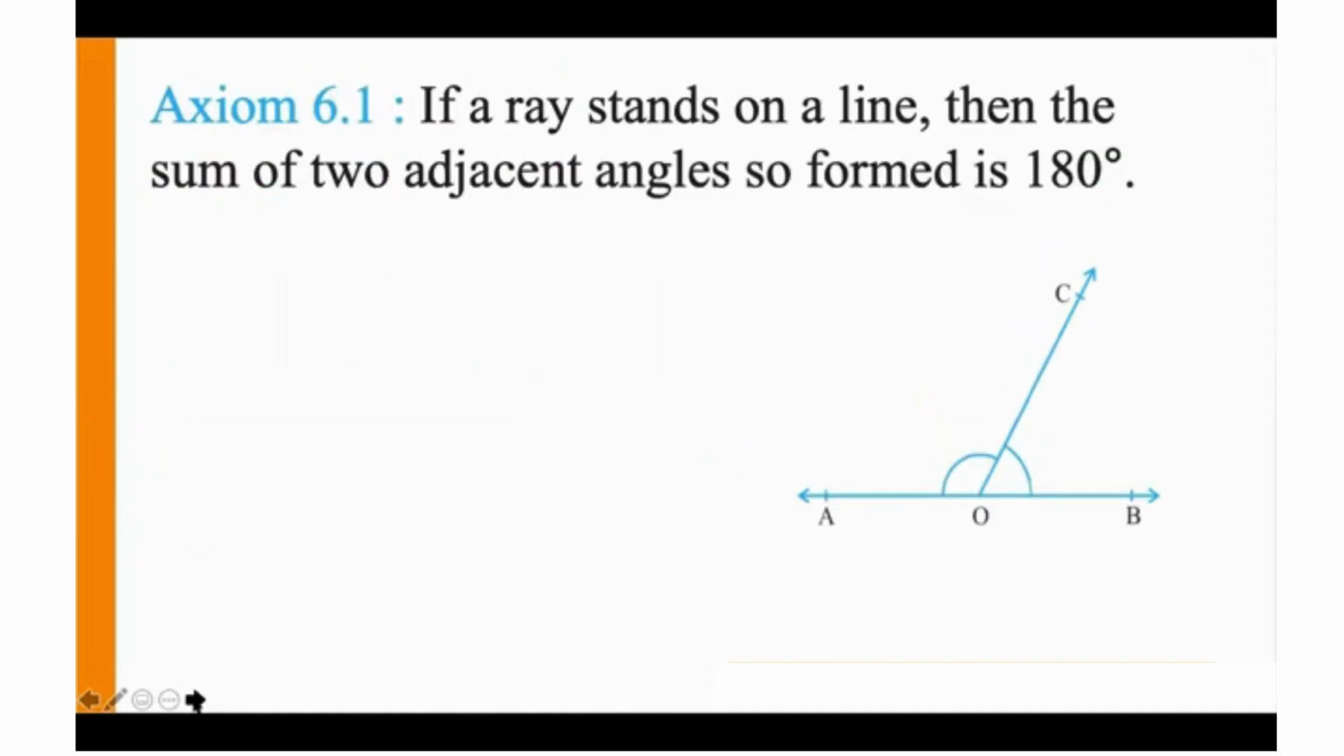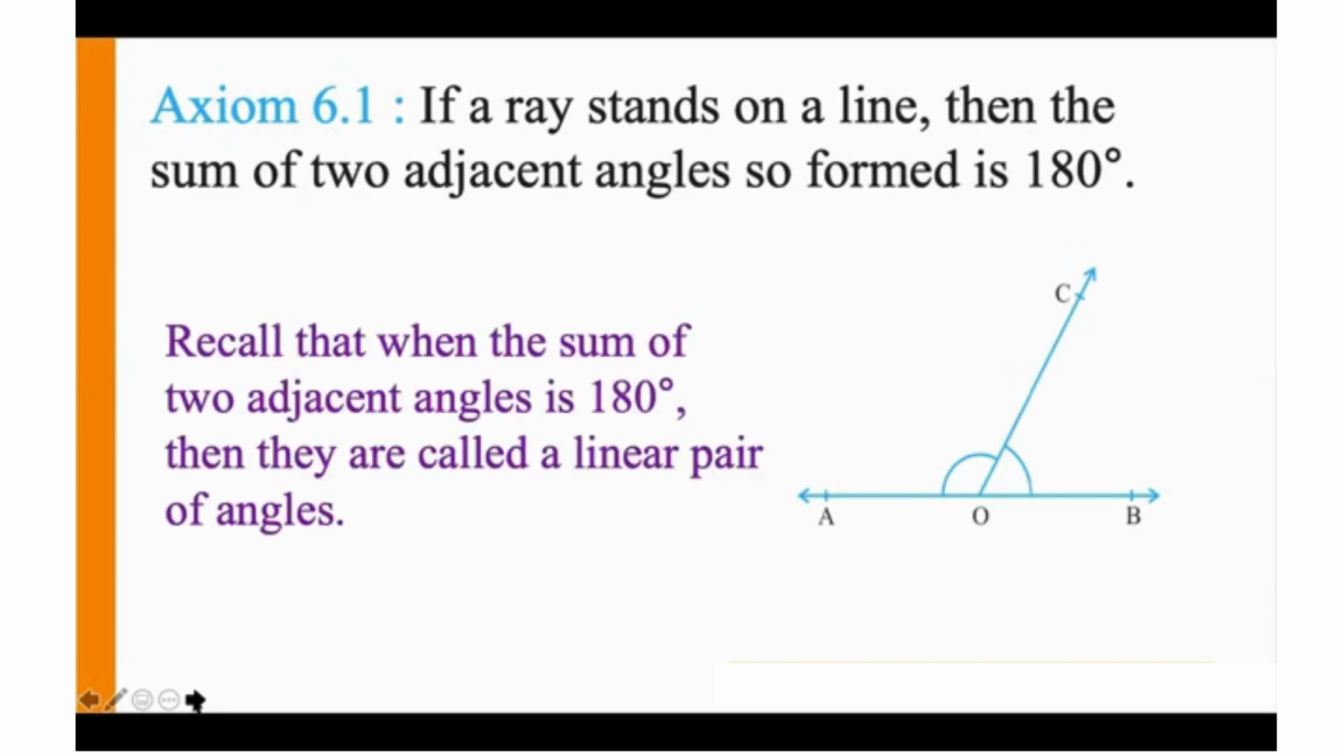This statement has been taken and written as an axiom which does not need proof. So we will accept that if a ray stands on a straight line, then the sum of the two adjacent angles so formed will be 180 degrees. Recall that when the sum of two adjacent angles is 180 degrees, we call them a linear pair of angles also.